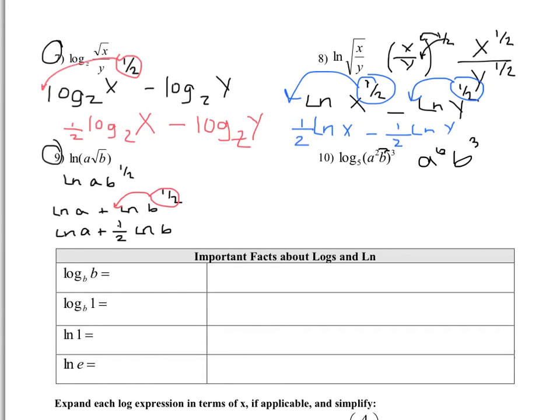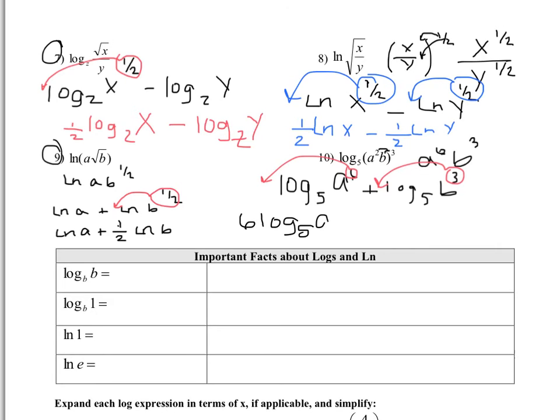So I have a product of a to the 6th and b to the 3rd. So let's expand that using addition. So log base 5 of a to the 6th plus log base 5 of b to the 3rd. And now we're going to drop down both of our powers. We got a 6 and we got a 3. So my final answer will be 6 log base 5 of a plus 3 log base 5 of b.